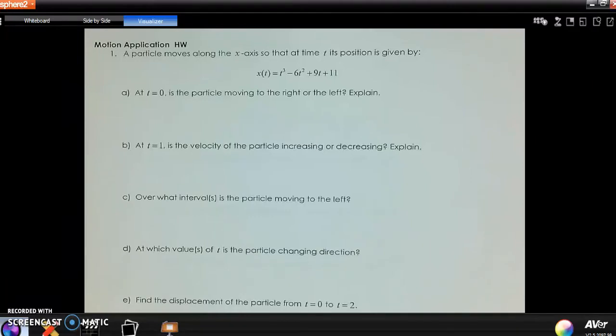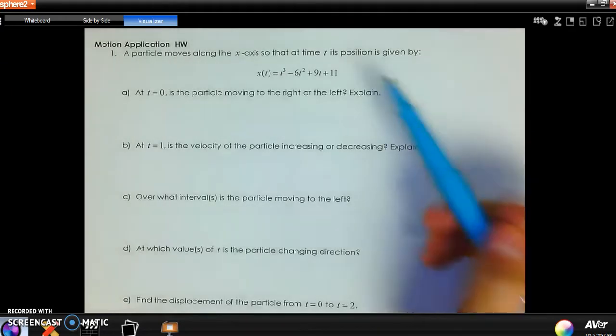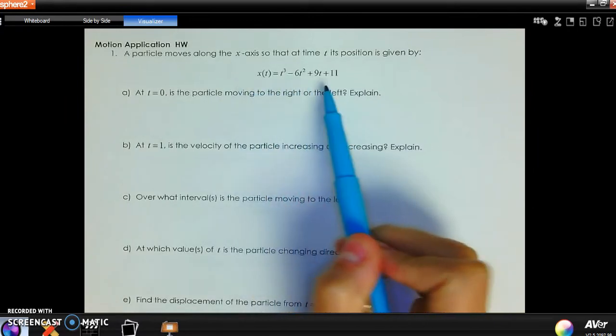Okay, this is the motion application homework. This is from Unit 4B, kind of the part 2, and this is from day 3, so over motion. So here a particle moves along the x-axis so that at a time t its position is given by this. So this is the position vector.